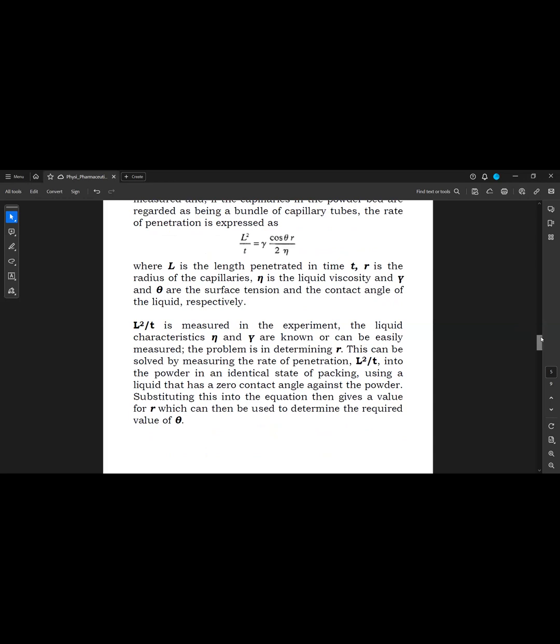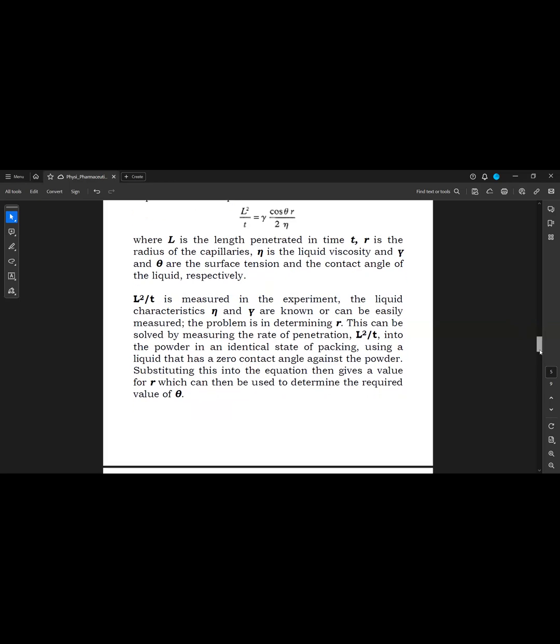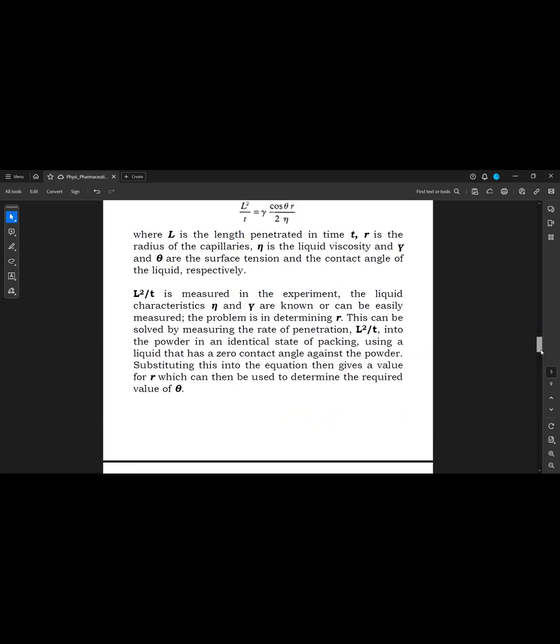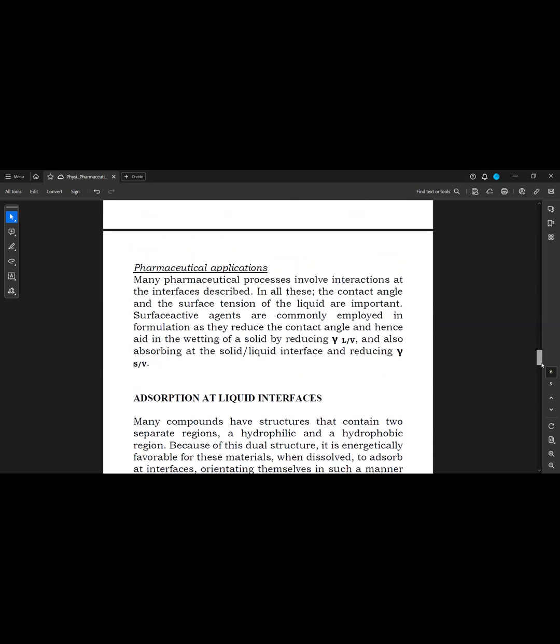You can solve this problem by measuring the rate of penetration into a powder in an identical state of packing using a liquid that has zero contact angle against the powder. This is important because if the liquid has a contact angle that isn't zero, the result is going to be a slightly higher or perhaps lower value than you intended to find. Substituting this into the equation will then give us a value for R, which can then be used to determine the value of theta. So what I'm getting is you have to apply one formula first, then you get R, and then you work backwards. Next, the pharmaceutical applications of contact angles.